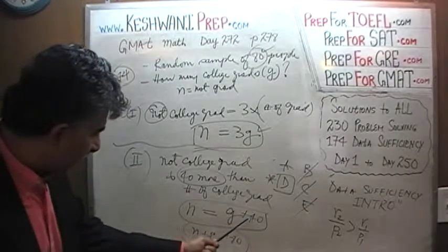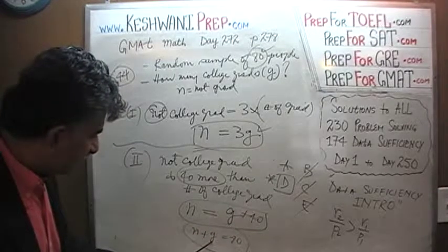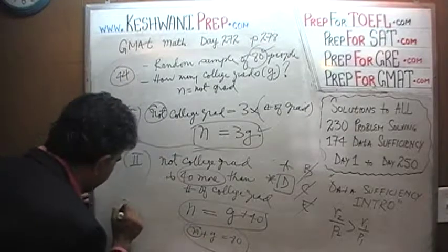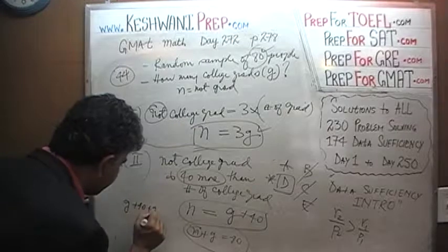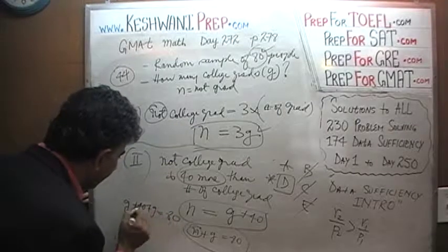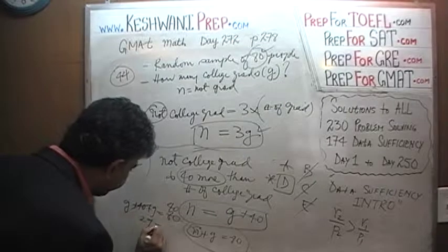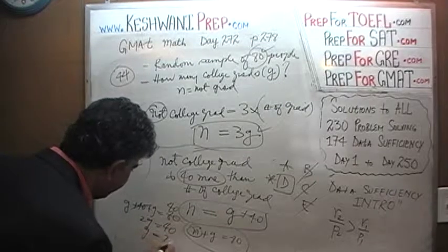And of course, this is also very simple. N equals G plus 40. We put it in here. So what we're going to end up with, if we put G plus 40 here, is G plus 40 plus G equals 80. And 40 is going to cancel out with 40, and 2G equals 40, and G equals 20.